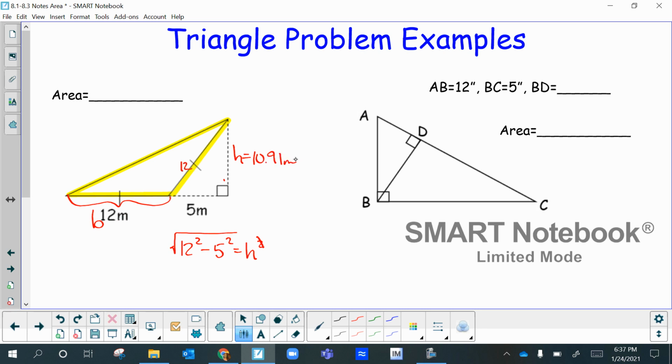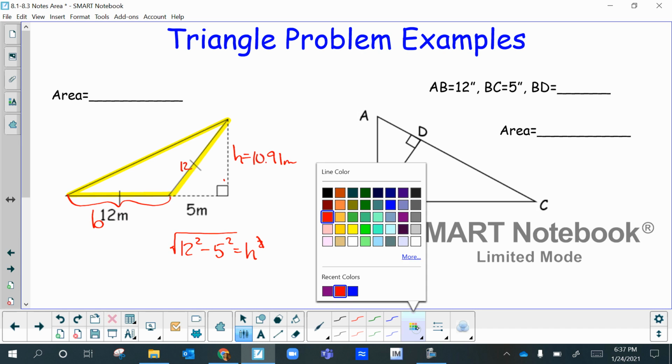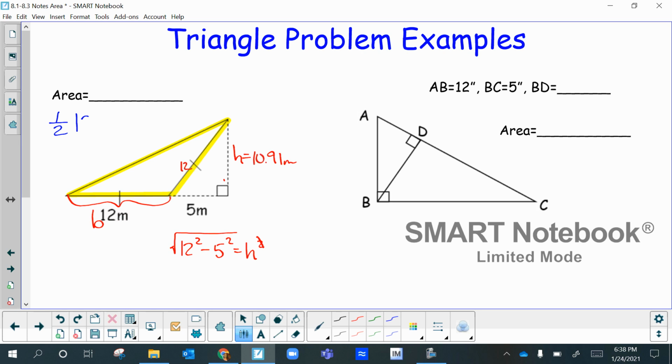Okay, meters. Now that we have the height, we're going to use our formula, 1/2 base times the height. Now the height is a long repeating decimal, so I'm just going to multiply it times half of 12, and half of 12 is 6. Just to keep it consistent in my calculator, the area of this yellow triangle is 65.45 square meters. So we're now in squared units because square units is used to represent area.